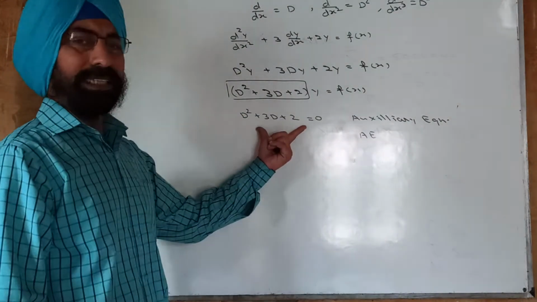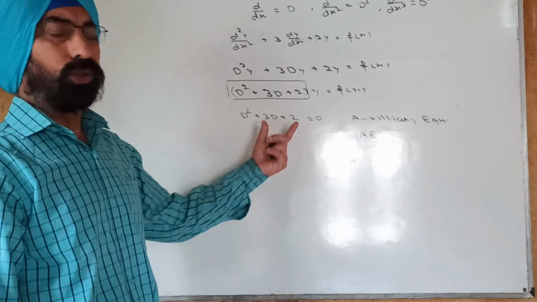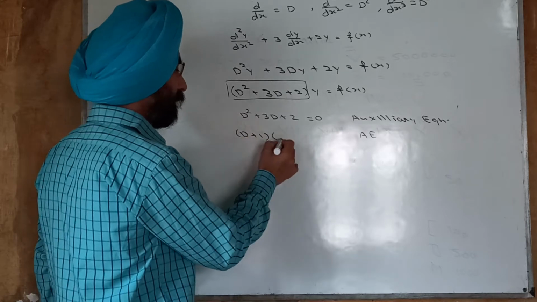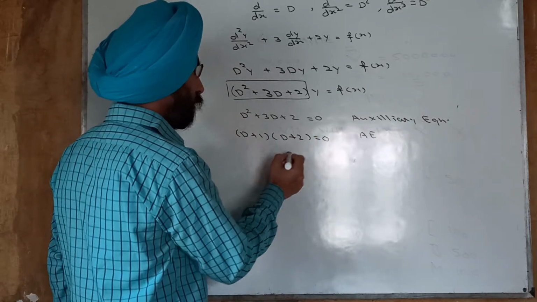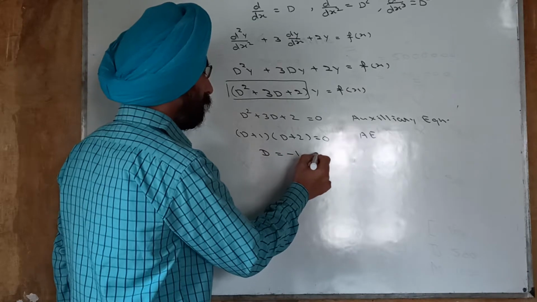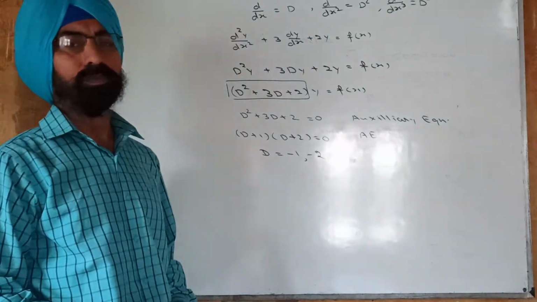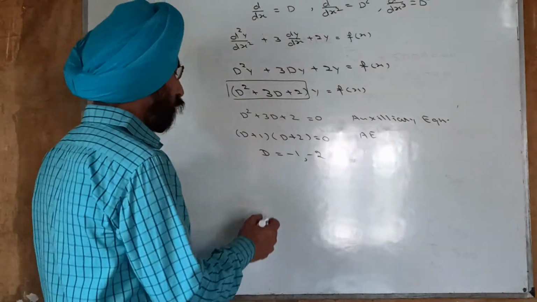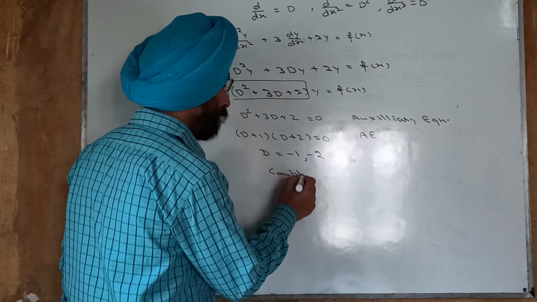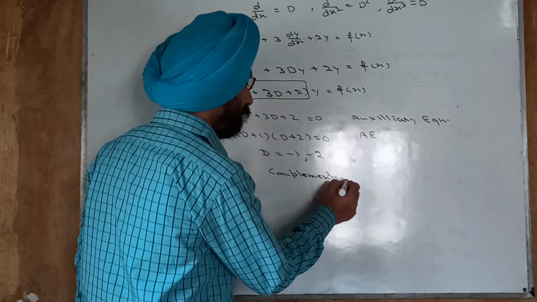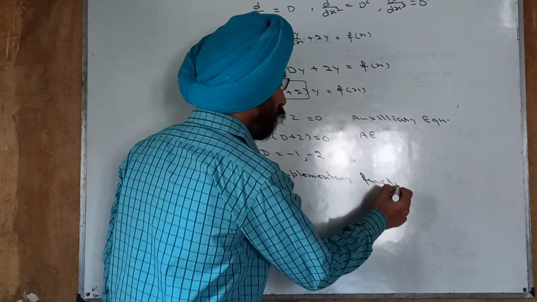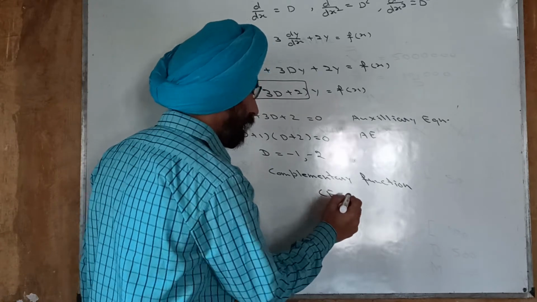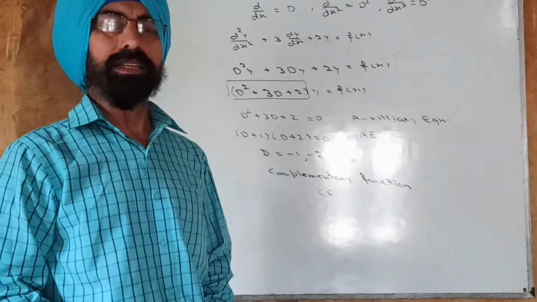Now we can find the roots of this equation too. Suppose I factorize this as (D + 1)(D + 2) = 0. I will obtain roots as -1 and -2. On the basis of these roots, we can find the complementary function of the given differential equation, and again in short we will denote it by CF. And there will be a second part.